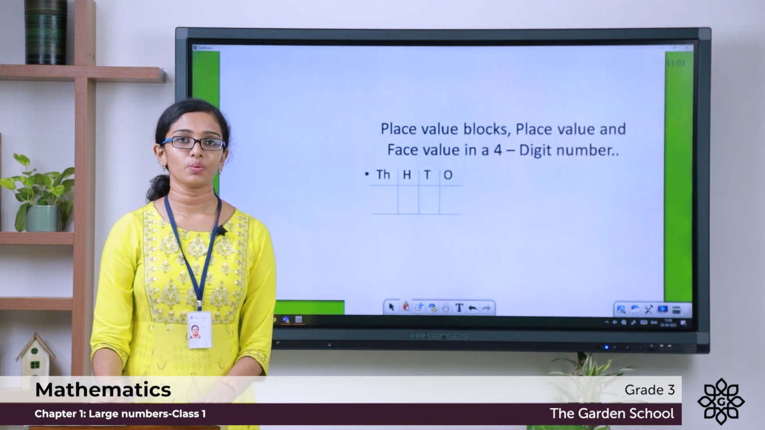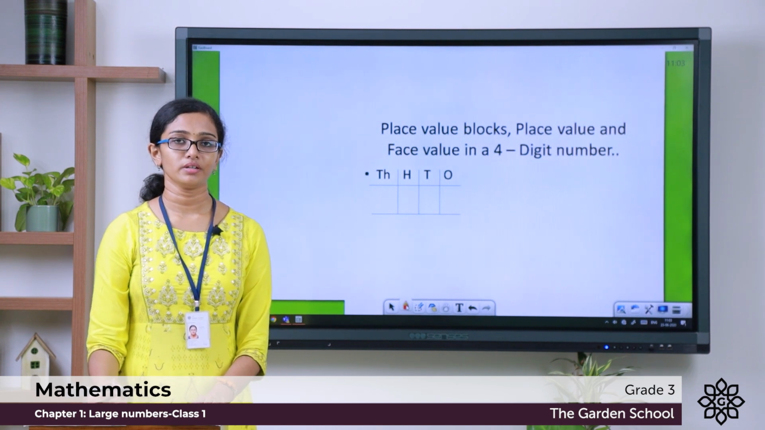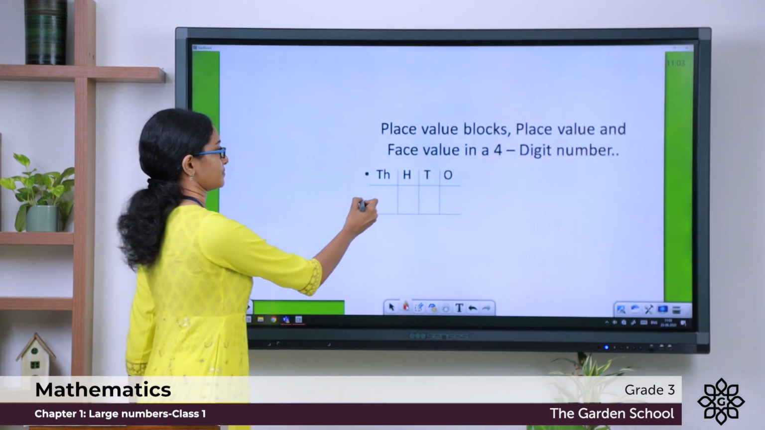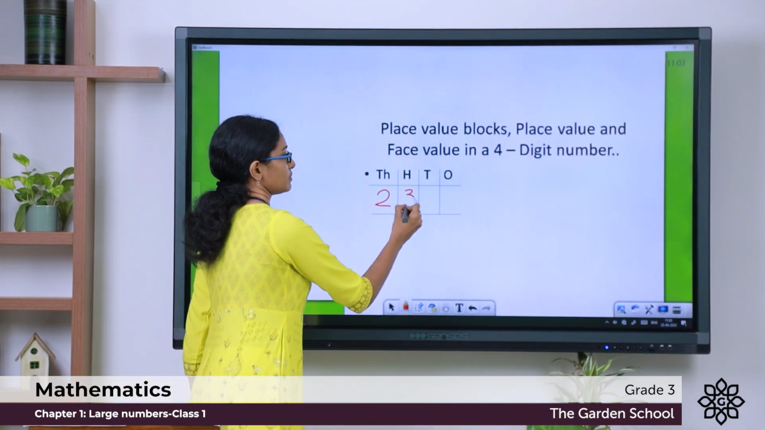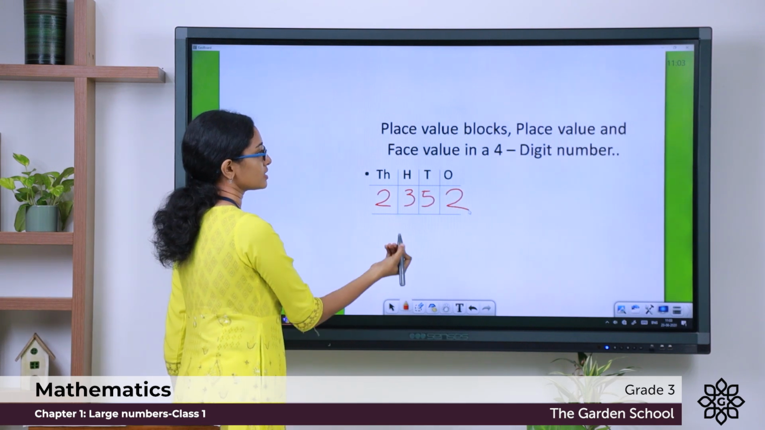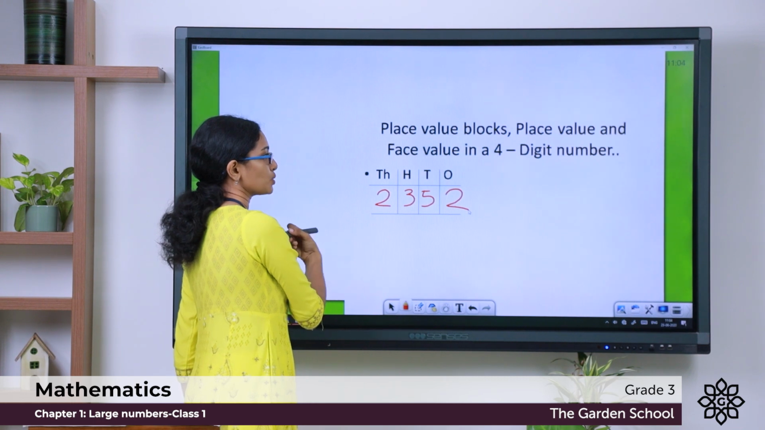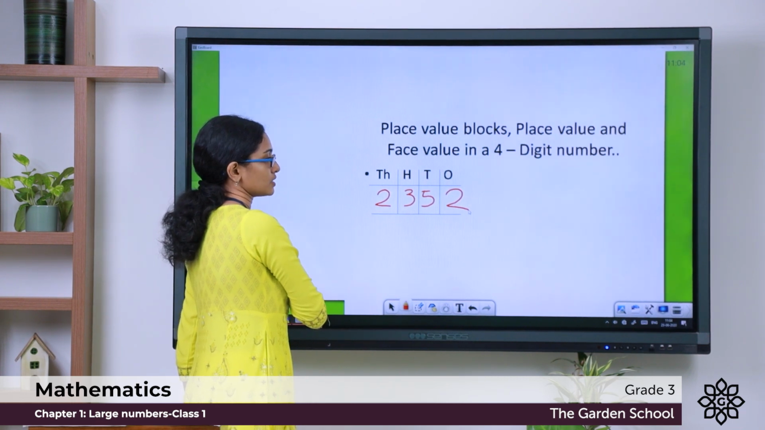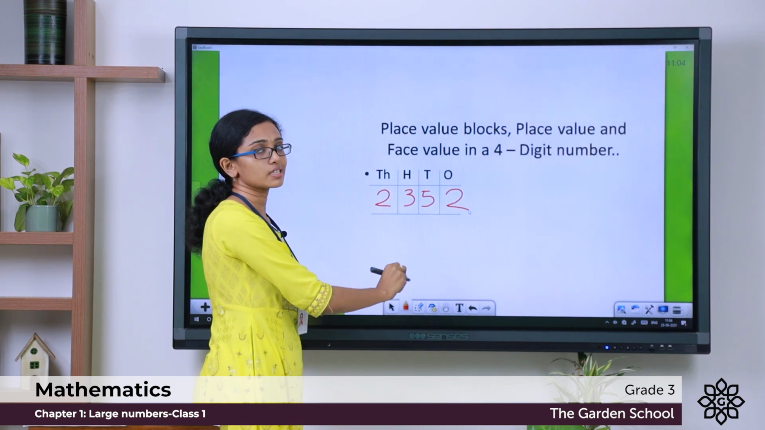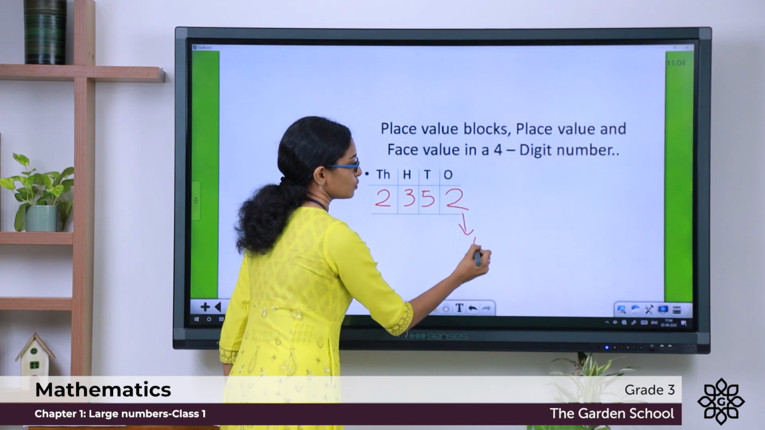Now let's see how we can find the place value using blocks. Okay, think of an example. I'm going to write a 4-digit number here. I'm writing 2352 here. It has got 2 in ones place, 5 in tens place, 3 in hundreds place, and 2 in thousands place. So I'm going to draw blocks corresponding to each digit in the given number. So in the ones place, I'm drawing 2 blocks.